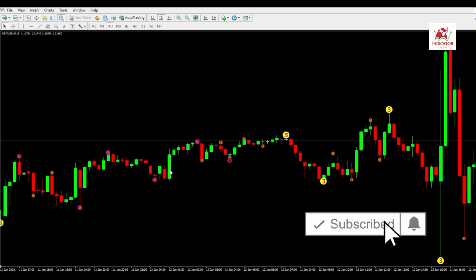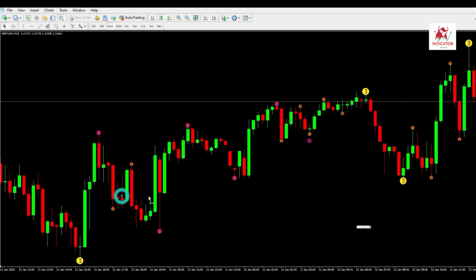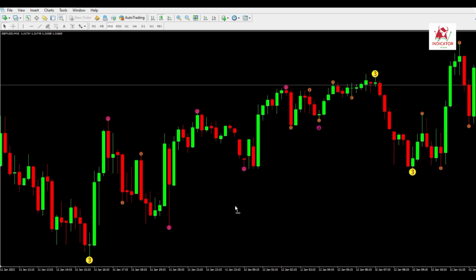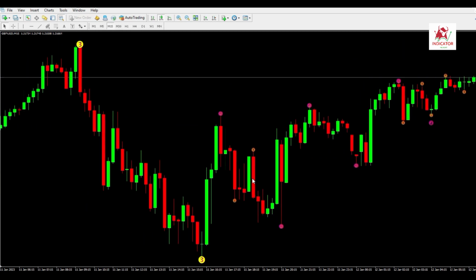Conclusion: the 3-level ZZ Semafor indicator is a zigzag indicator that tells the direction of the trend. The number 3 dot marks buy and sell signals. The indicator is free to download, so anyone can apply it to their forex strategies.